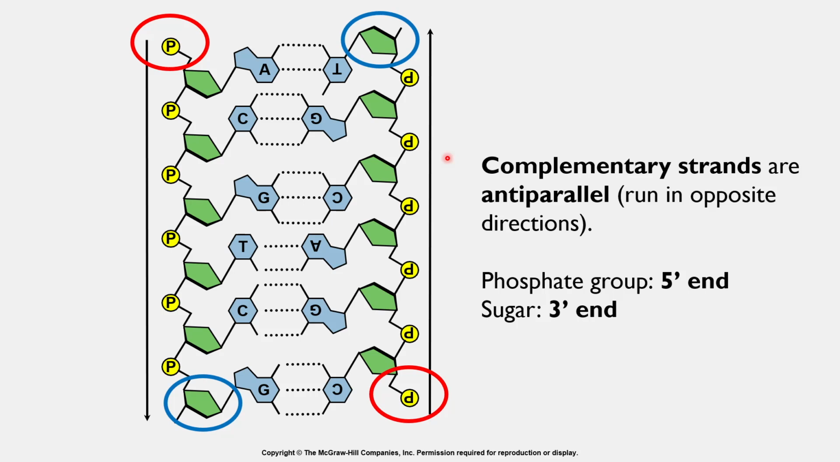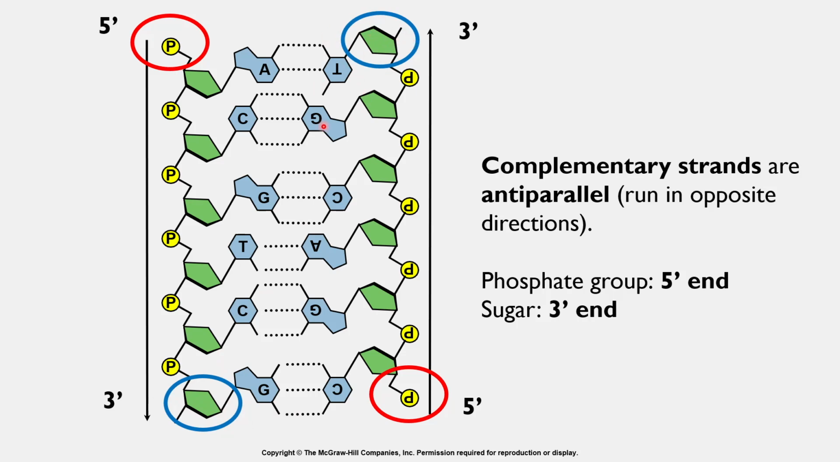So the phosphate group is specifically designated the 5' end of the molecule. So in this picture, for example, in the strand on the left, the top is the 5' end, and the bottom of the right strand is also the 5' end. The sugar is designated the 3' end. And so the 3' end in the left molecule is at the bottom, and on the right molecule, it's at the top.